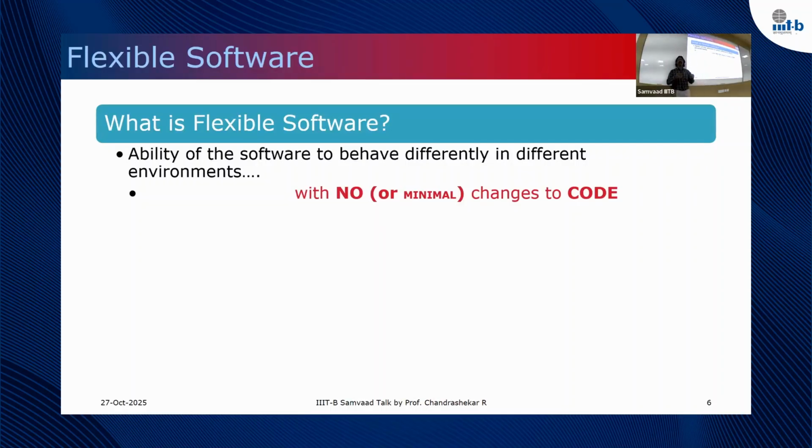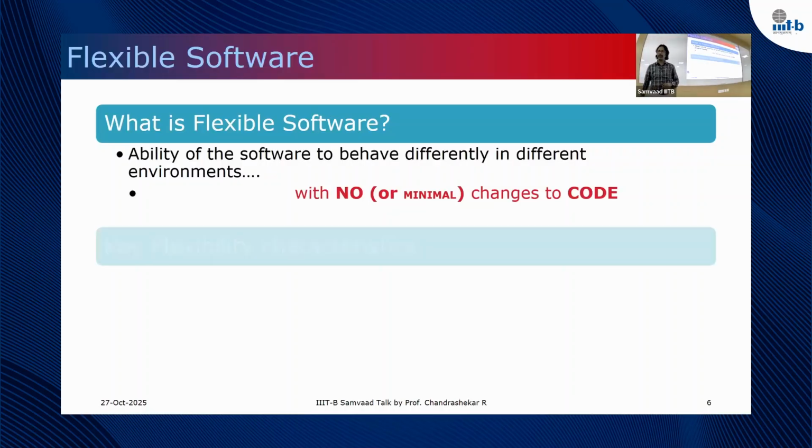So if I have software which I have created and am using in one particular context, one particular environment, how easy is it to take the same piece of software and make it work in a different environment, right? The classic example, think of a leave management system. If we have created a leave management system and we are using it in IIIT-B, how easy is it to take it and use it in Infosys with no code changes? That is when we attribute this characteristic to the software, that it is flexible.